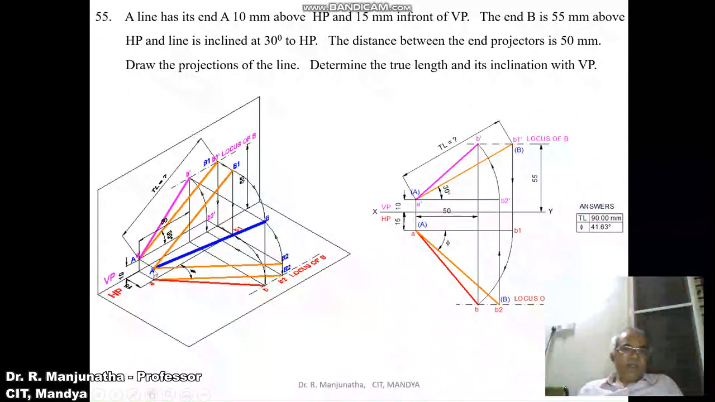So this is capital A and capital B. Now we have the line which is in space. Now we got the top view and we have the front view. Now we need to find out the true length in the horizontal plane.